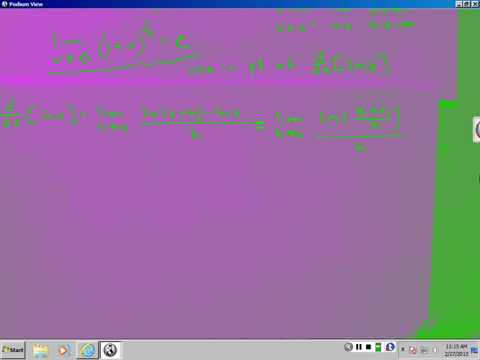So now here's kind of the trick. See where I want to go to. Well, I'll go ahead and say, okay, let v equal h over x. So as h goes to 0, v is also going to 0, right? Because x is just a variable. So v goes to 0 as h goes to 0.